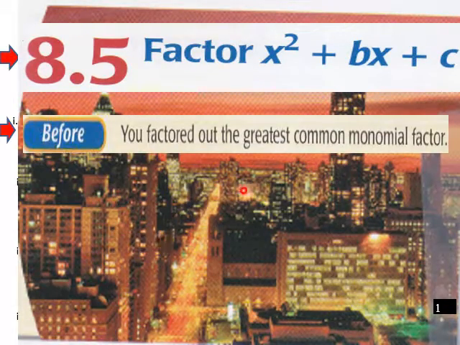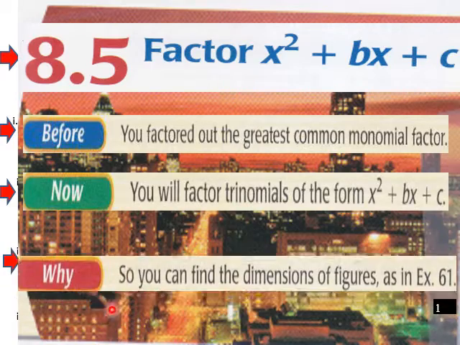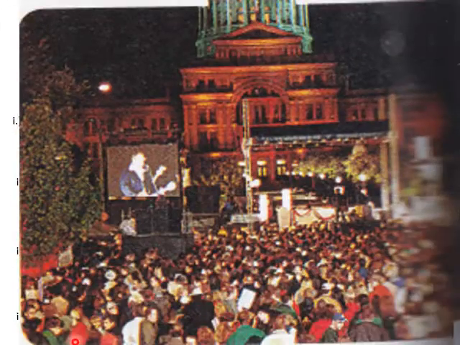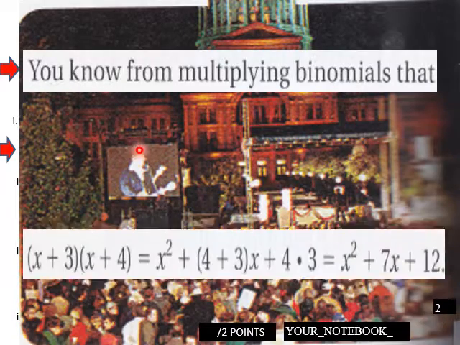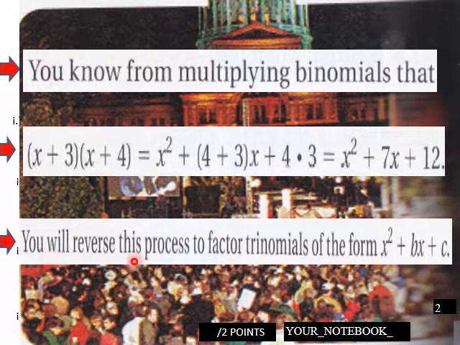Factor x squared plus bx plus c. You factored out the greatest common factor. You will factor trinomials of the form x squared plus bx plus c, so you can find the dimensions of factors. Okay, you know from multiplying binomials that x plus 3 times x plus 4 equals x squared plus 4x plus 3x plus 4 times 3, which equals that. You will reverse this process to factor trinomials of this form.